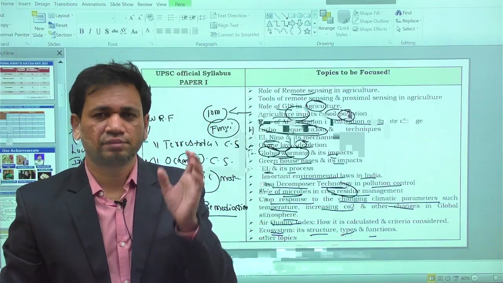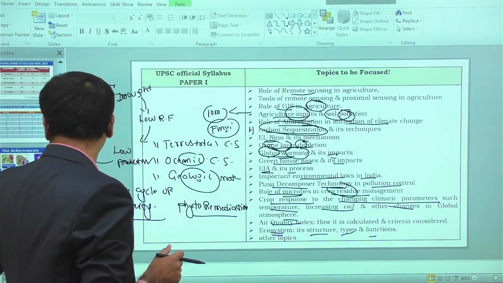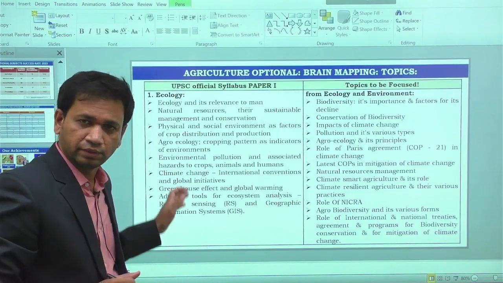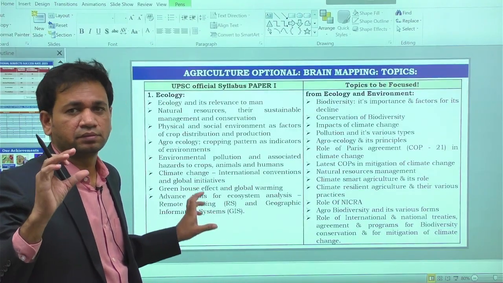In these cases, we have both static and dynamic parts here. But in the UPSC, we have only the basic syllabus. See, this is the first unit we have in the agriculture optional paper.